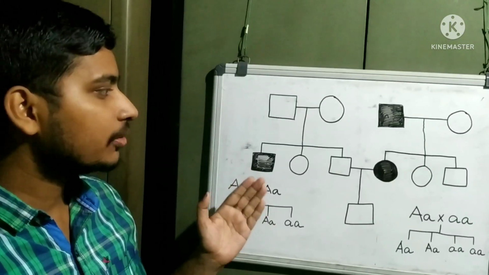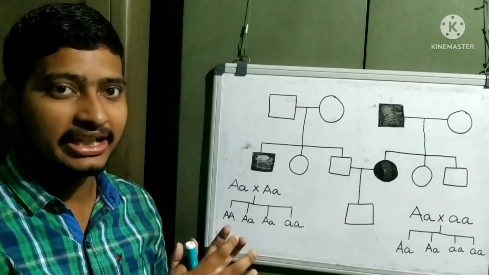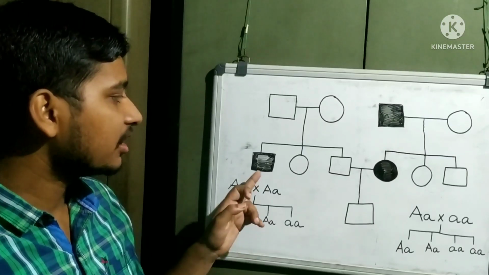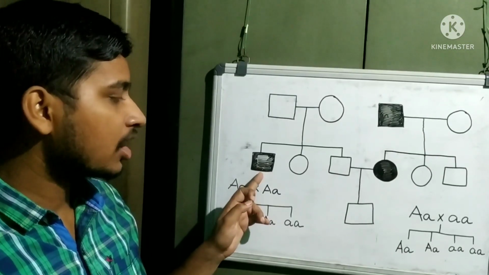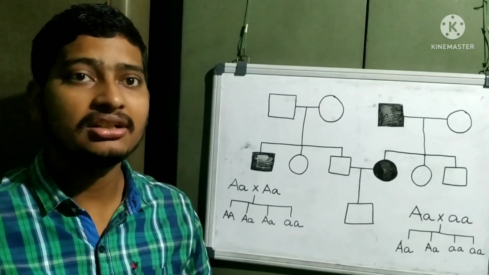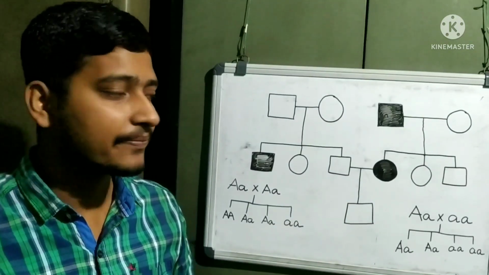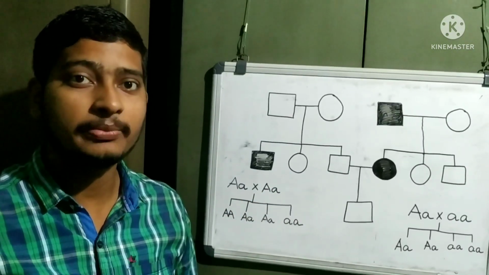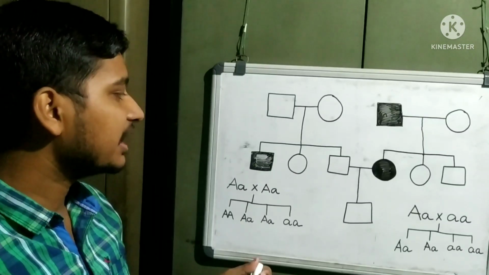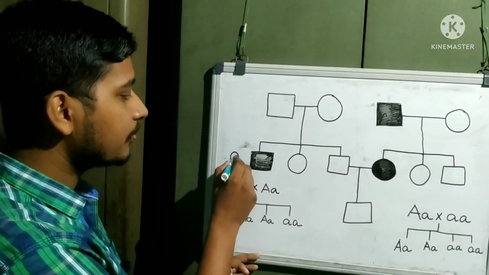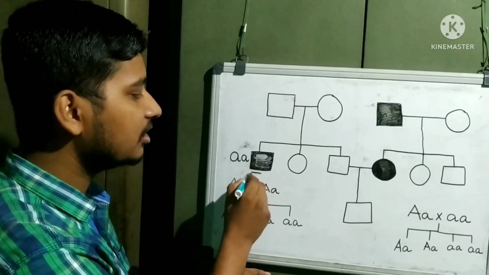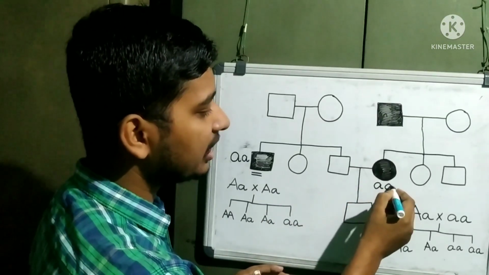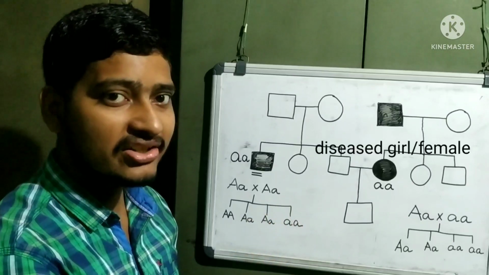So as you can see here, I have drawn the pedigree given in the question. In this pedigree, the shaded box and circle denote the diseased person. In the question it is given that it is the case of autosomal recessive. So as we know, in autosomal recessive, small a can give the diseased individual. Similarly here, small a, it is the diseased girl.